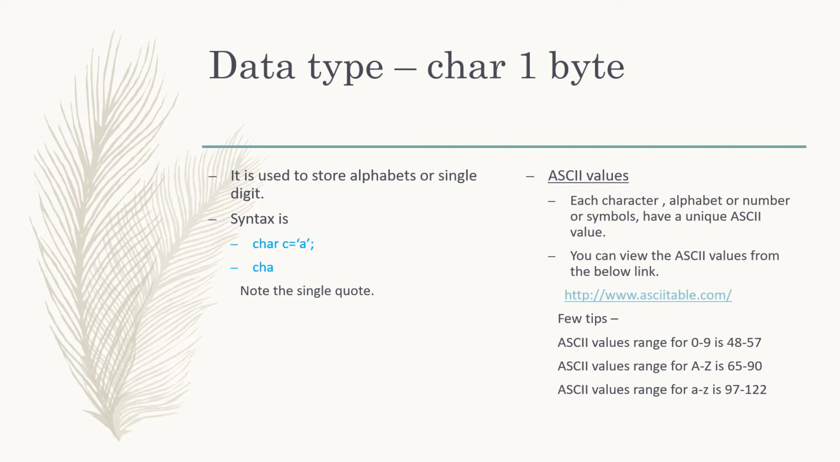Then you have char C1 is equal to '1'. But again 1 will be in single quotes. Now each character, alphabet or number or a symbol have a unique ASCII code. Those ASCII codes are used by the computer to decode the values. Now the ASCII value range is for say 0 to 9 is 48 to 57, A to Z is 65 to 90 and small a to z is 97 to 122.